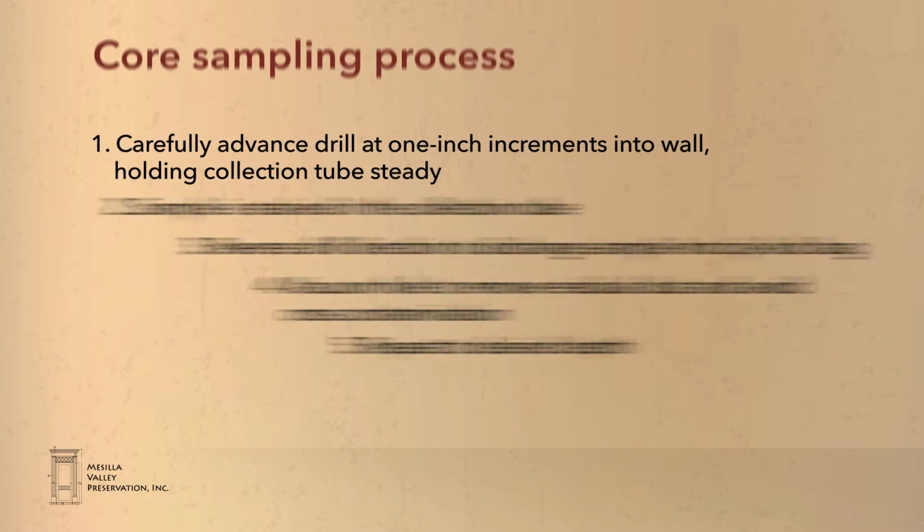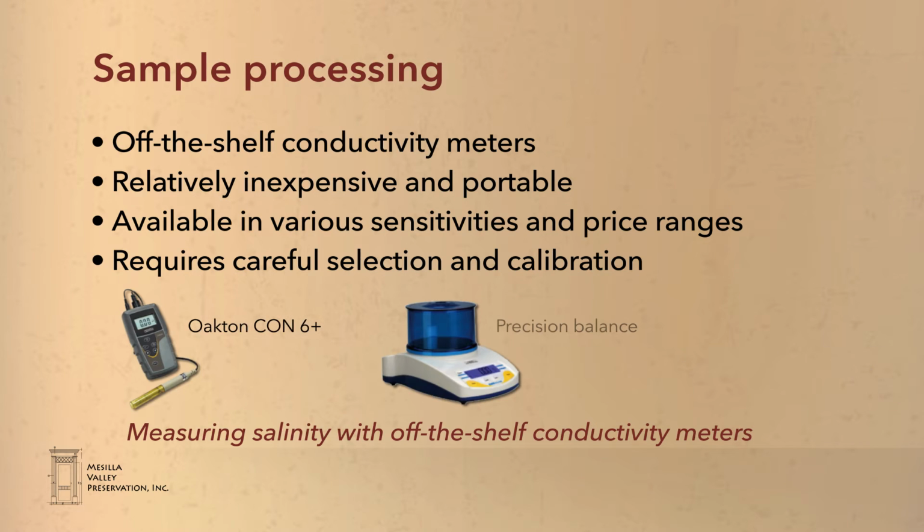Our sample processing is done with an accurate digital balance and relatively inexpensive and portable off-the-shelf conductivity meters. These items are commercially available from a number of vendors. The conductivity meter features a sensitive probe that measures the electrical conductivity of a given aqueous solution. This is an ideal tool for our sample processing purposes because conductivity varies with the salinity of the solution.